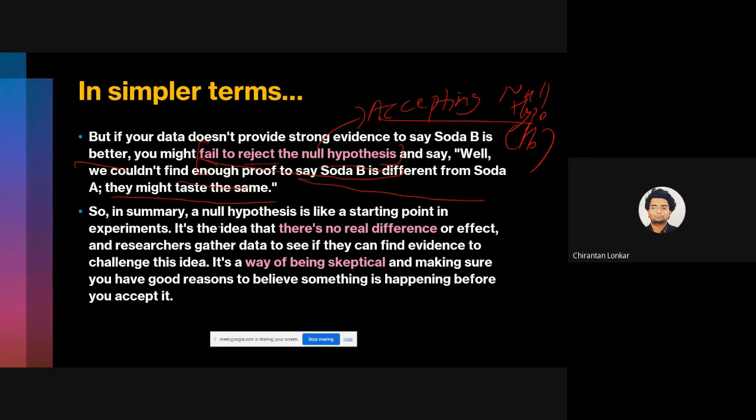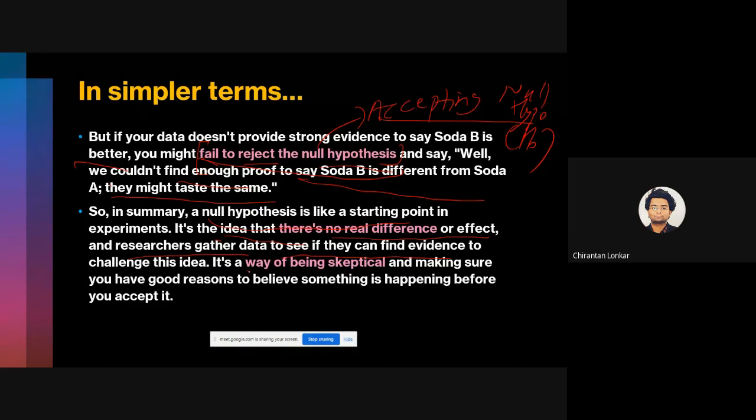OK, so in summary, what will we say? We will say null hypothesis is a starting point in the experiments. Yes? Guys, null hypothesis is the starting point in an experiment, right? What is the foundation block on which I'm starting the experiment? The foundation block suggests soda A and soda B taste the same. That's my foundation hypothesis. Yes? So it's the idea that there is no real difference or effect that the researchers gather data to see, or rather to have evidence?